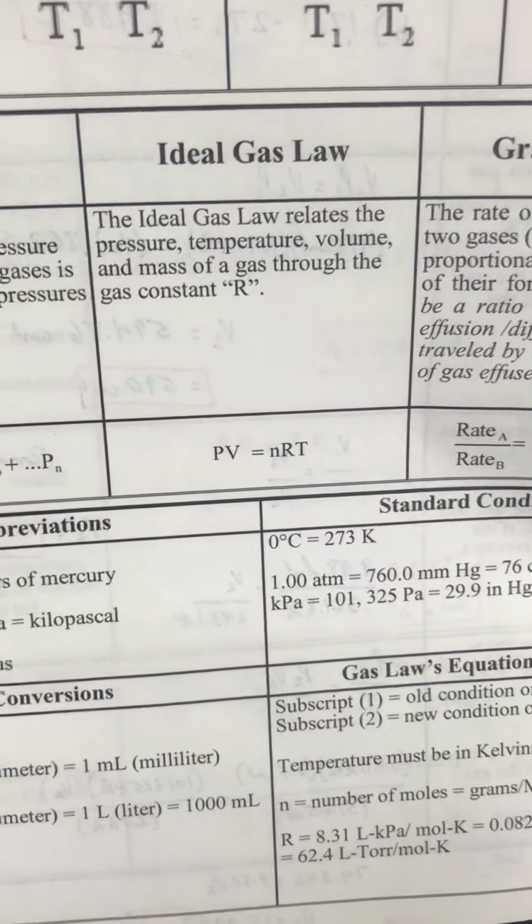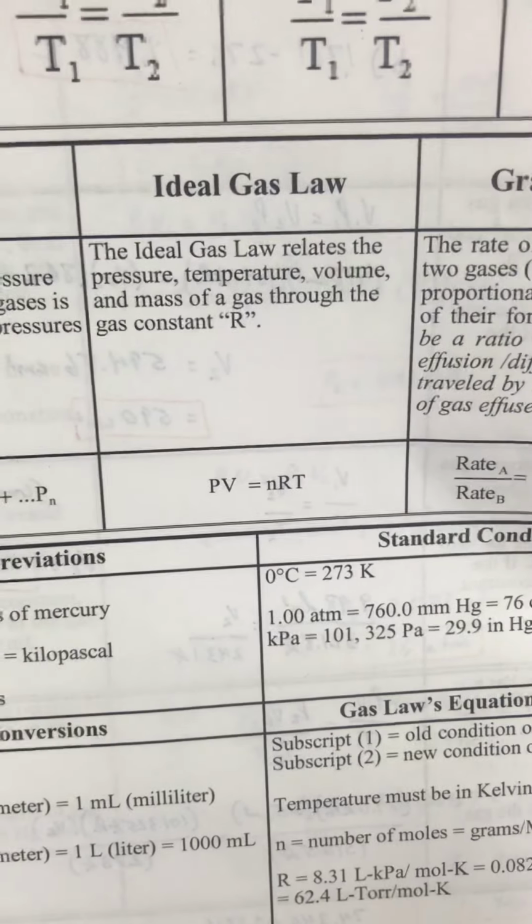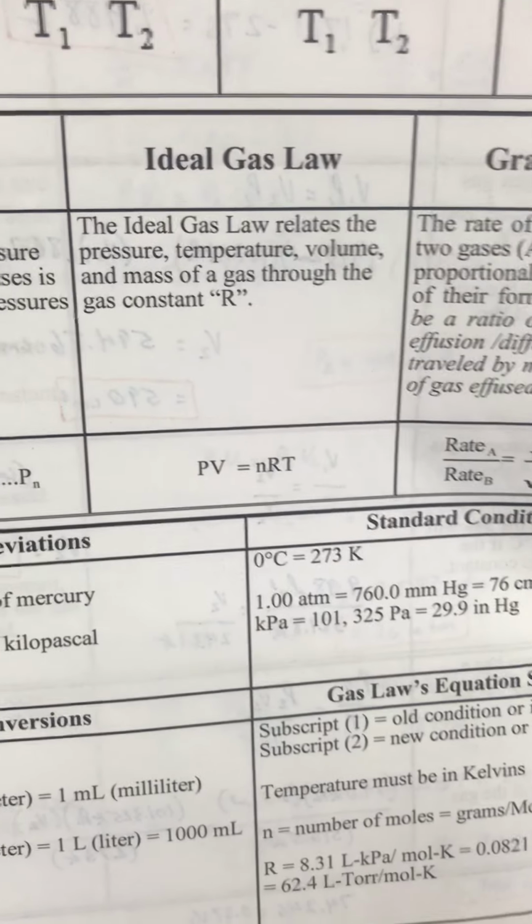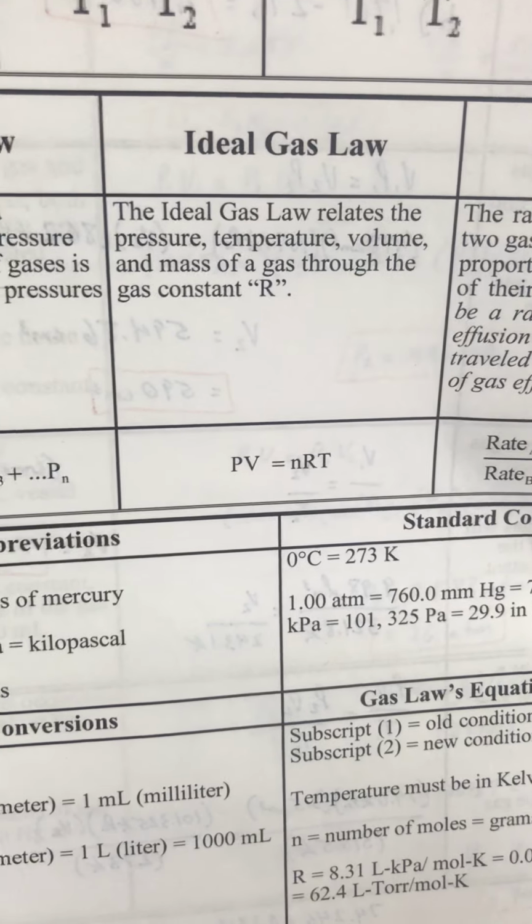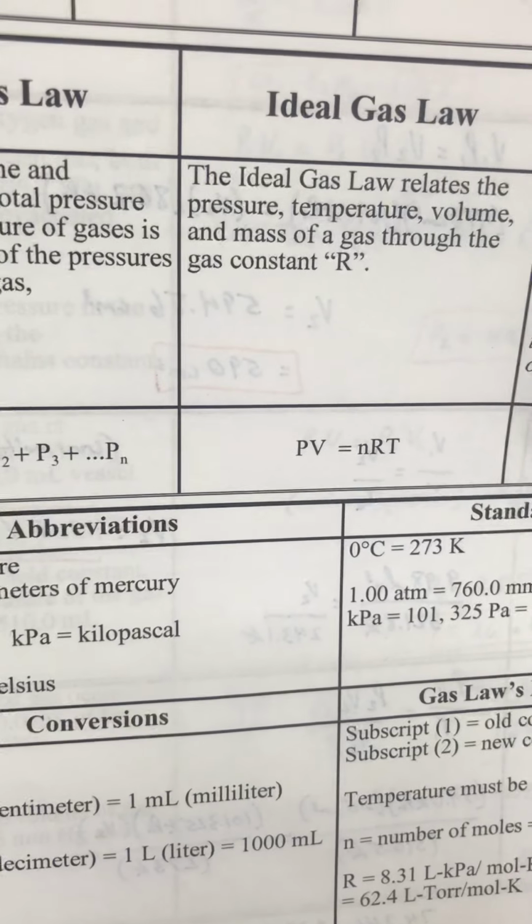PV equals nRT. There's a song about it on YouTube if you want to look it up. It might be by the same guy that does the Mendeleev song. It's Bob.